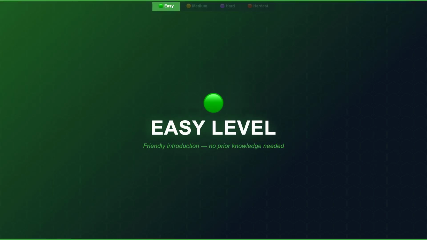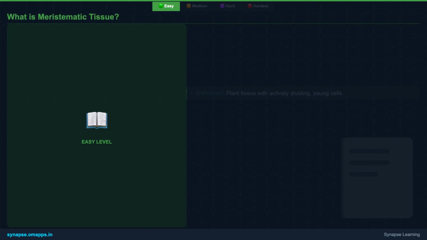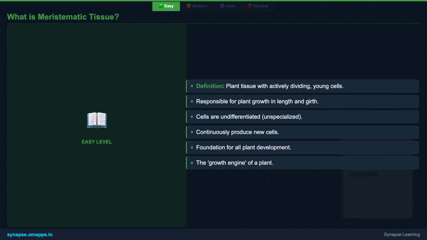Let's start our adventure at the easy level, understanding the very basics of what makes plants grow. Meristematic tissue is like the plant's personal growth engine. It's made up of young, unspecialized cells that are constantly dividing. Think of them as stem cells for plants. These cells are responsible for all the growth you see in a plant, whether it's getting taller, wider, or growing new leaves and flowers. They are truly the foundation of plant development.